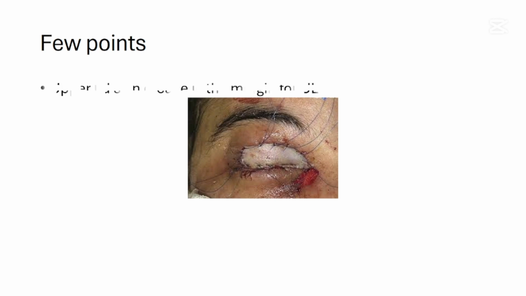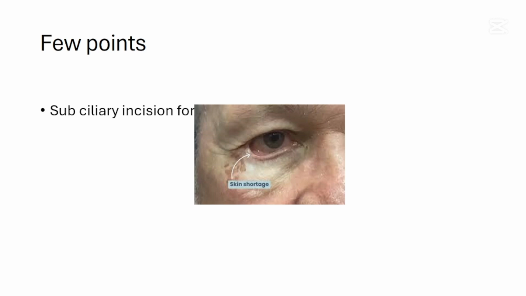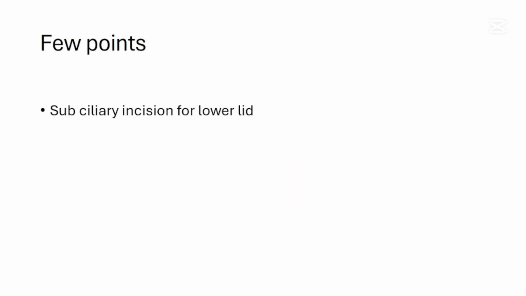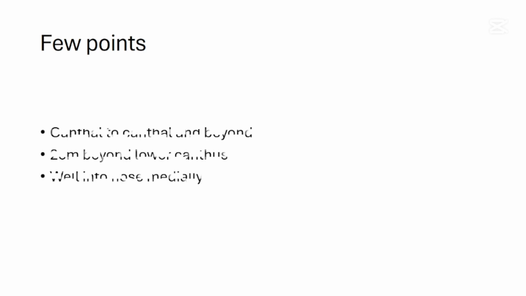The upper margin in the upper lid is the skin crease, and in the lower lid you can just go under the eyelashes, a subciliary incision. So you go around here. You have to have a medial to lateral, canthal to canthal, or adequate incision for grafting. Then laterally, in the lower lid, you go 2 centimeters lateral, and medially, enough medially.